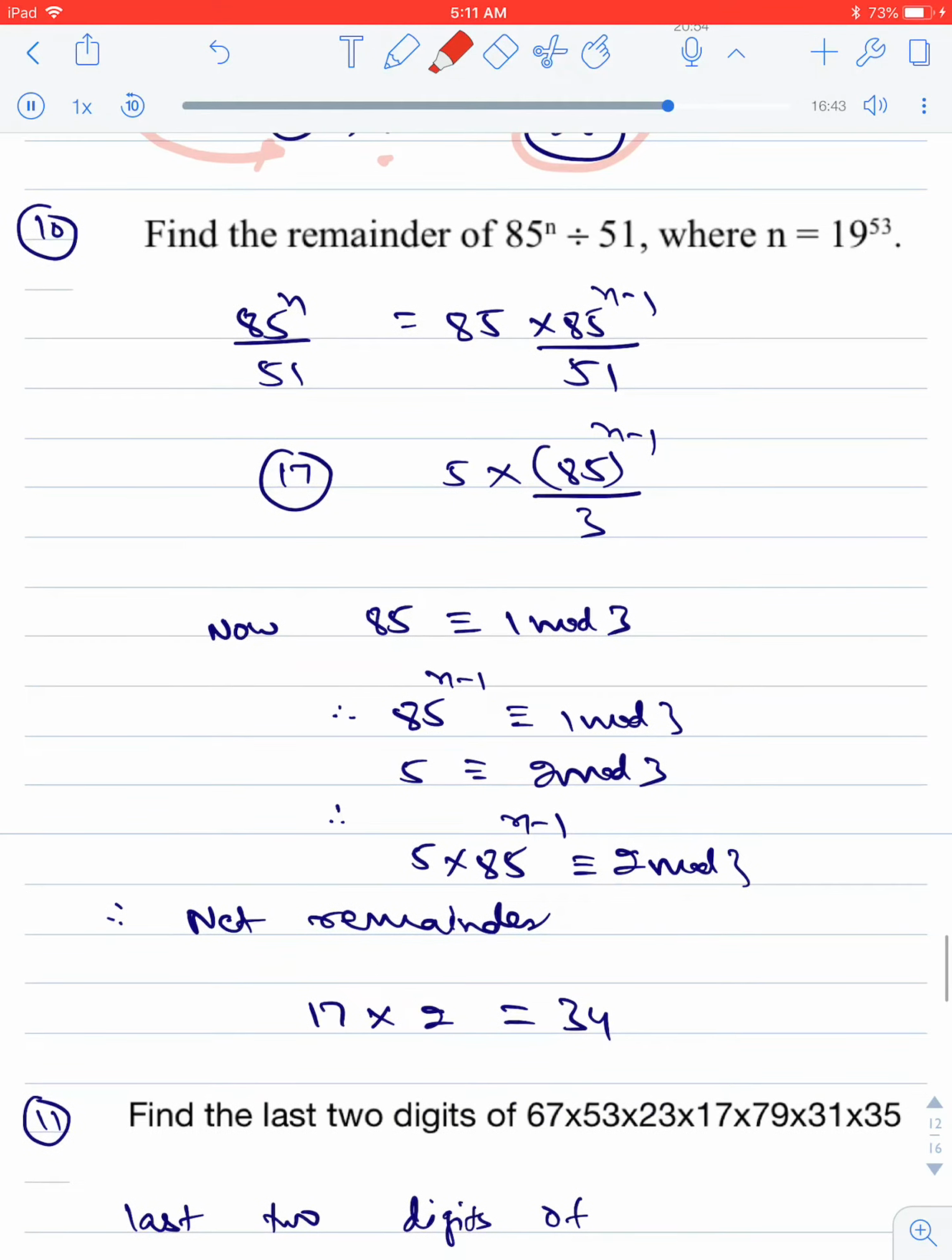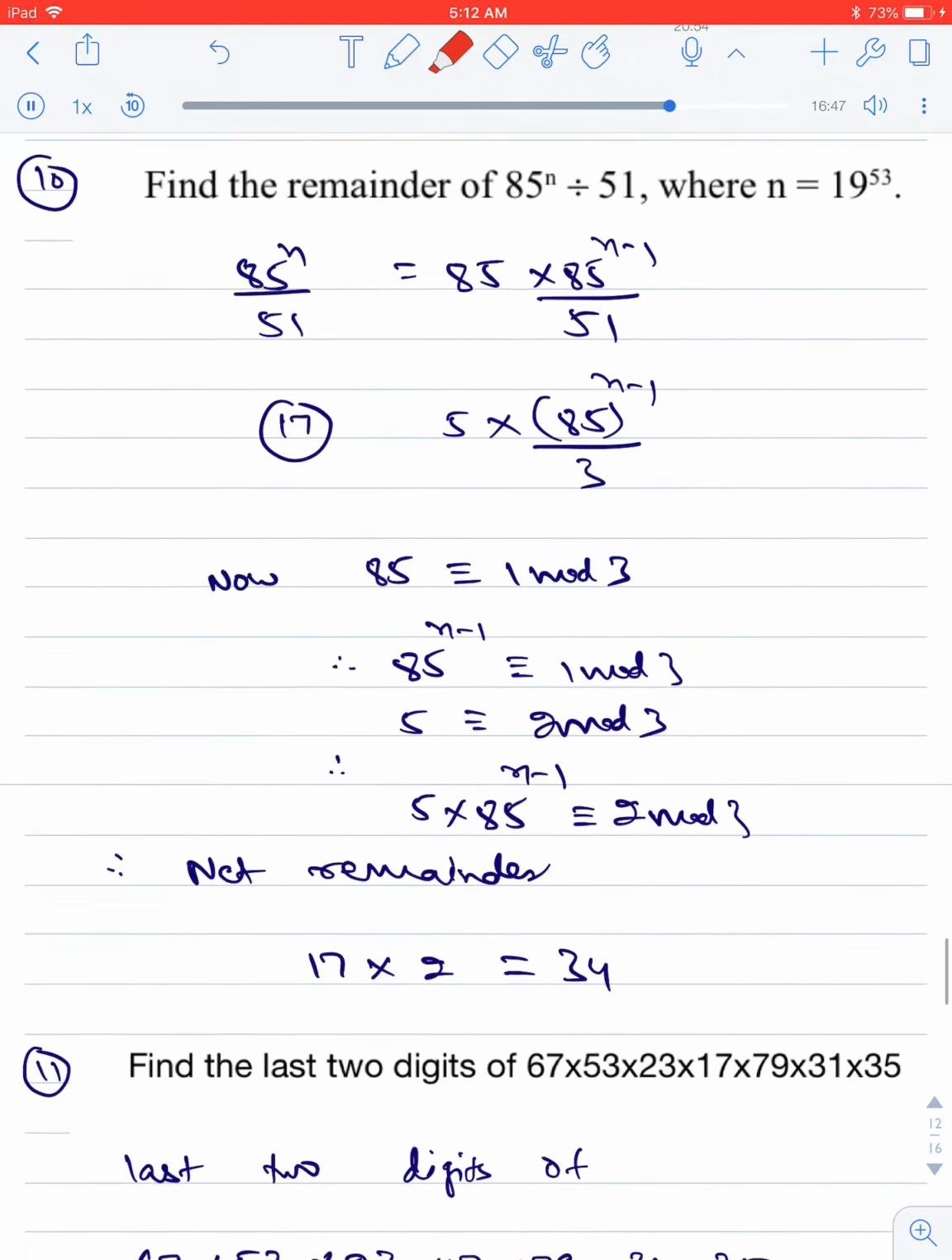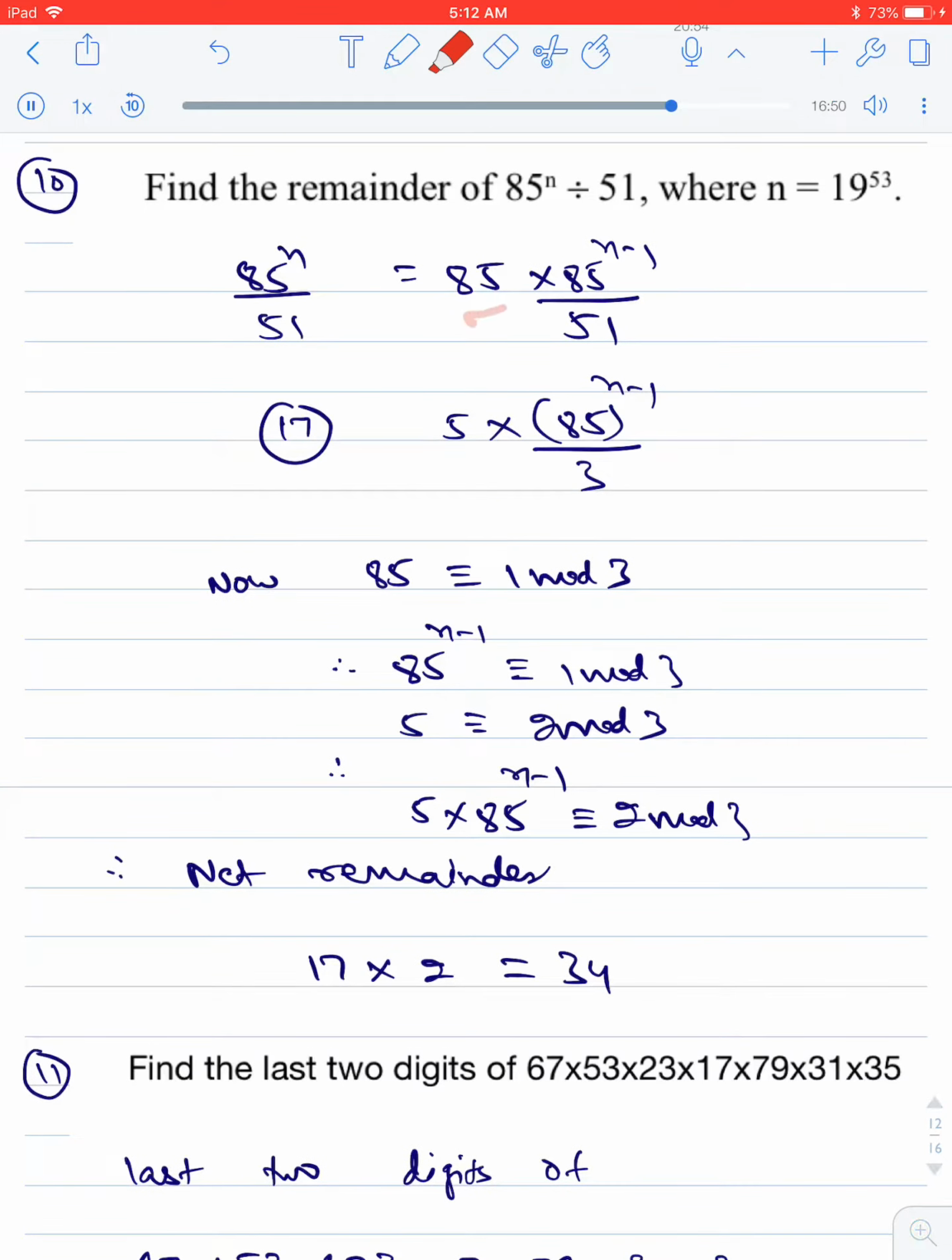Next question is, we have to find the remainder when 85 raised to power n is divided by 51, where n is equal to 19 raised to power 53. We can write 85 raised to power n as 85 into 85 raised to power n minus 1.